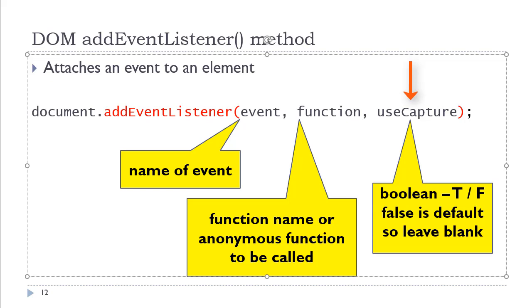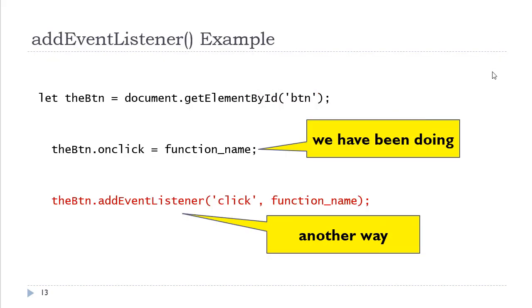So this is where that bubbling capture model comes in that we just looked at. And because most people use bubbling, you don't even have to worry about it. All you need to do is to add the event and the function. So let's take a look at how we use this method.